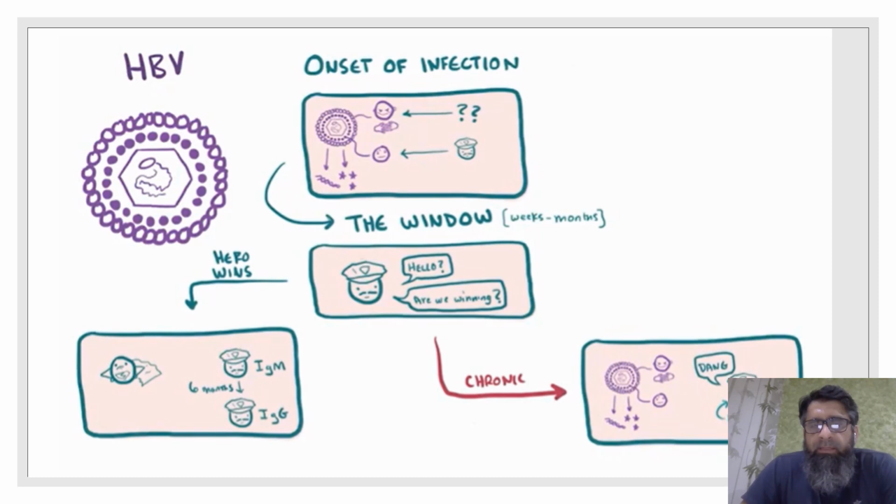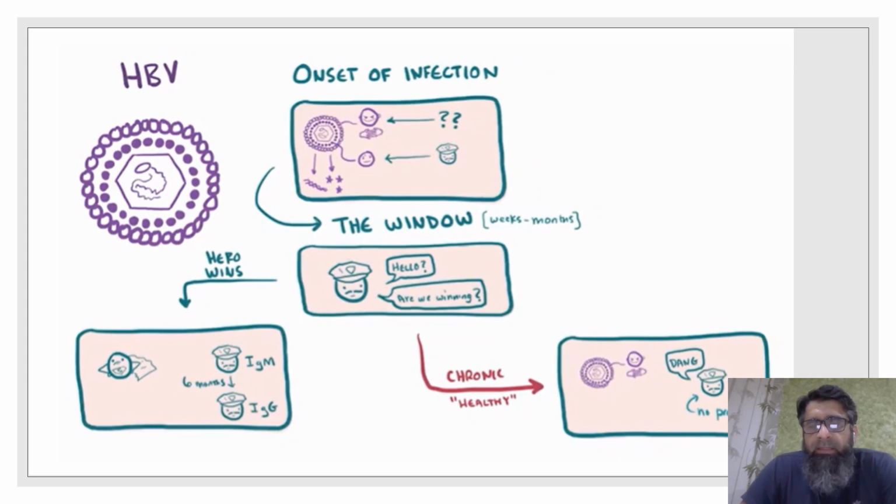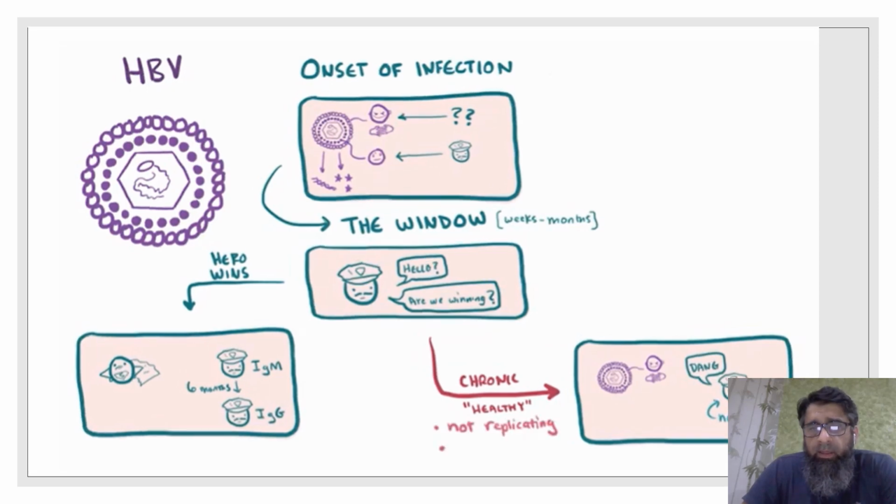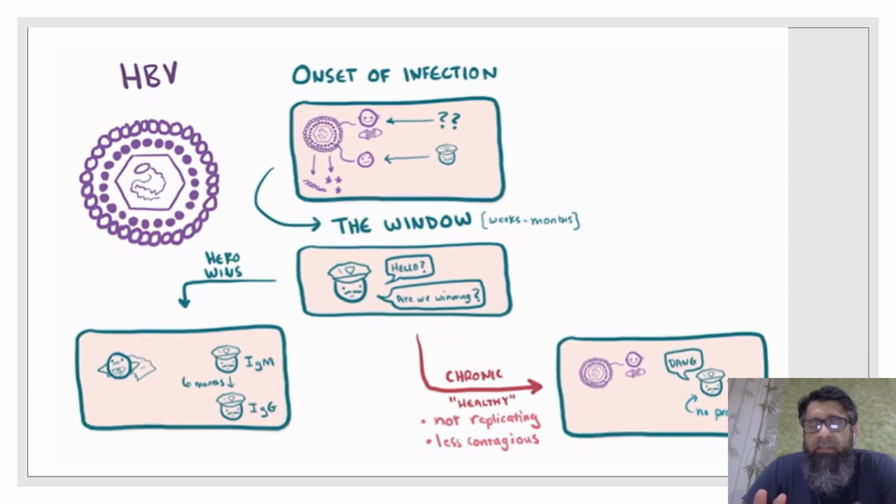So we have seen this in the previous slide as well. We have two things now in the chronic infection. Number one, this is the healthy individual in which there is a policeman, there is a supervillain, but there is no replication, that is, the virus DNA and E antigen are absent. So this is a less contagious or not contagious, non-replicating chronic carrier of hepatitis B.